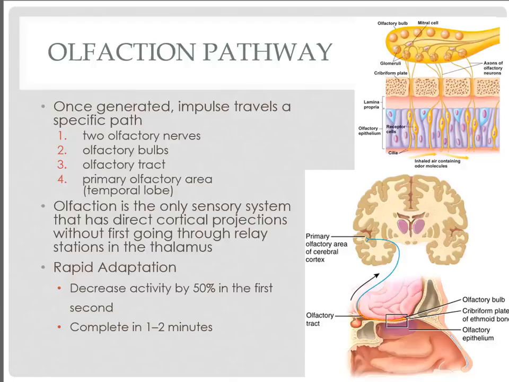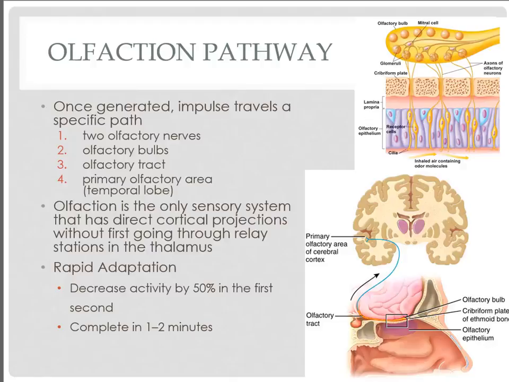So how fast does it actually adapt? Well, within the first second, you see a decrease by 50% in the amount of action potentials that are sent in. And within about 1 to 2 minutes, we completely no longer perceive that sense of smell because our neurons, even though they are still exposed to the odorant, are actually no longer triggering action potentials. So the purpose of this is to minimize the amount of perception for the odorants that we're constantly exposed to.